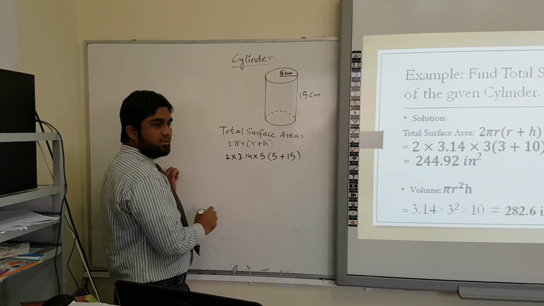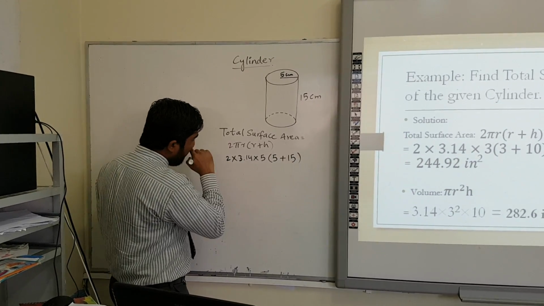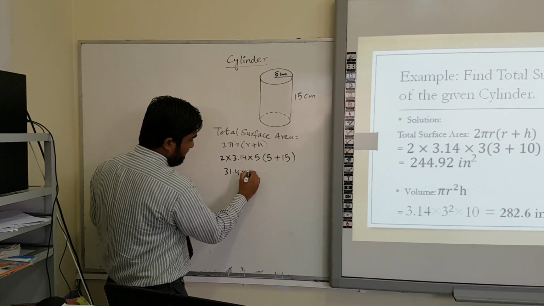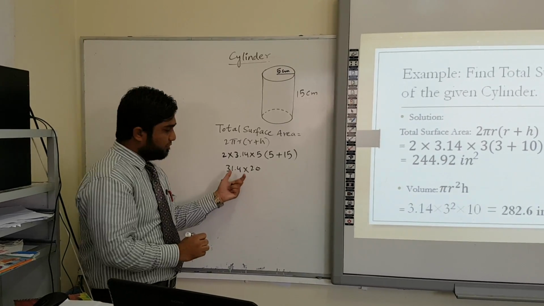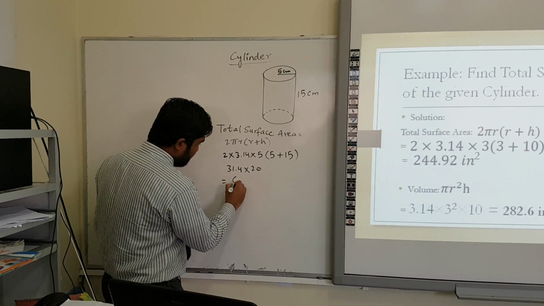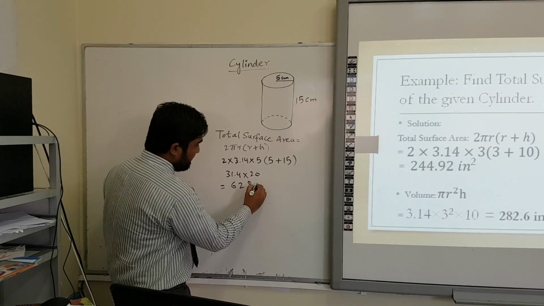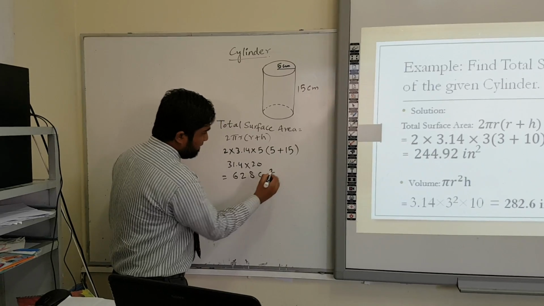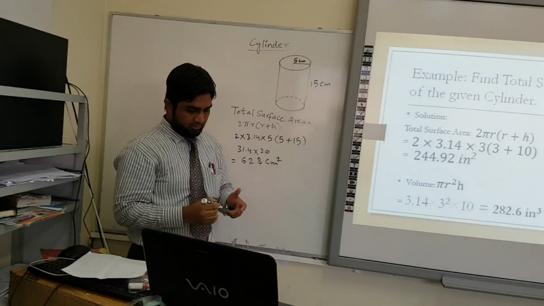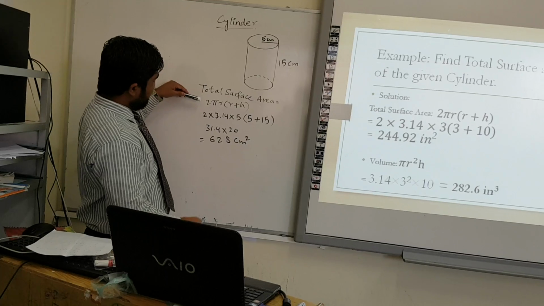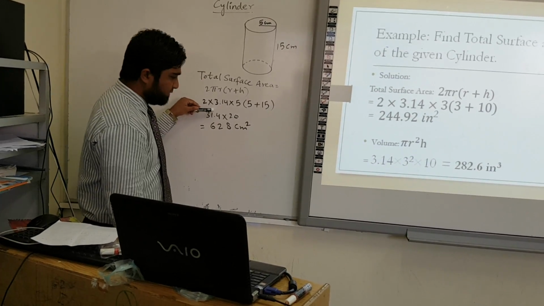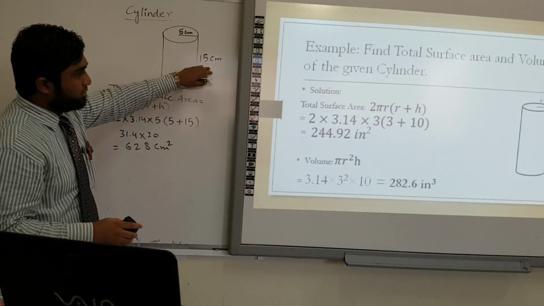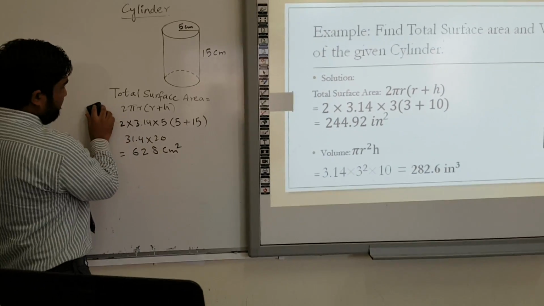Now when we calculate this, we will get the answer as 31.4 times 5 plus 15, that is 20. If you calculate to find the total answer, that is 628 centimeter, and we will use the unit as power 2 because we are finding the total surface area. Now I hope the steps are clear. We use the formula, substitute the values, and then we find the final answer. Now we will see with the same values how can we find the volume of a cylinder.